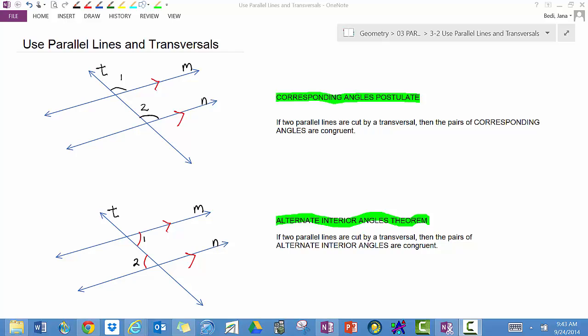You already know how to identify angles formed by a transversal. We are going to look at parallel lines that are cut by a transversal. When you have parallel lines, they create some relationships between angles. So let's look at those.